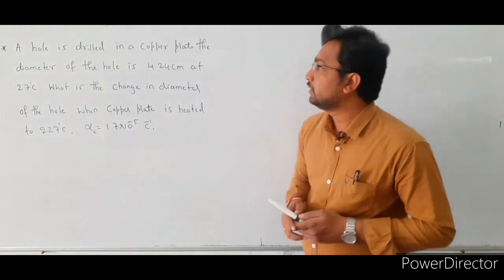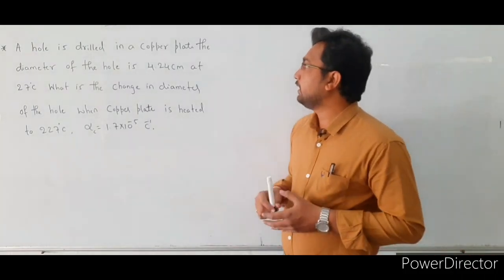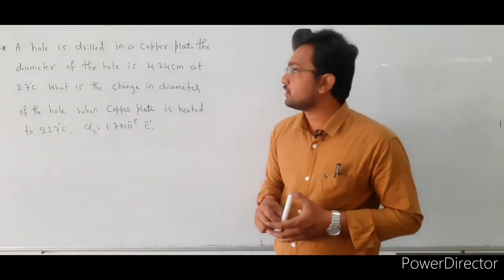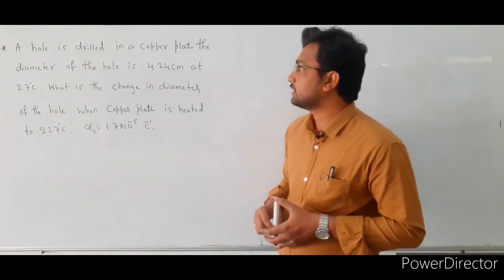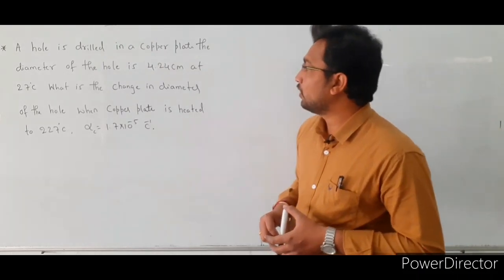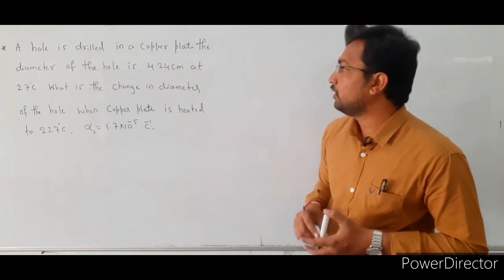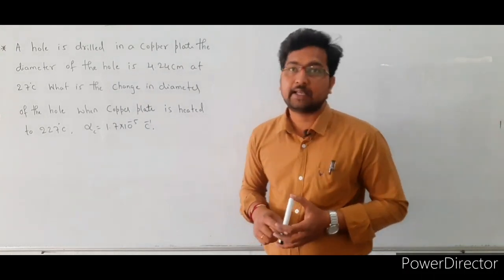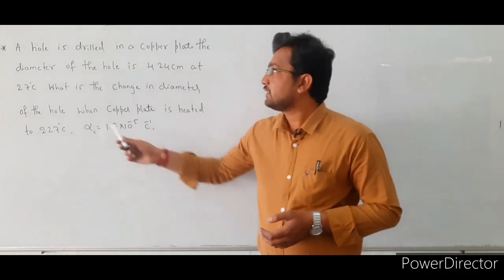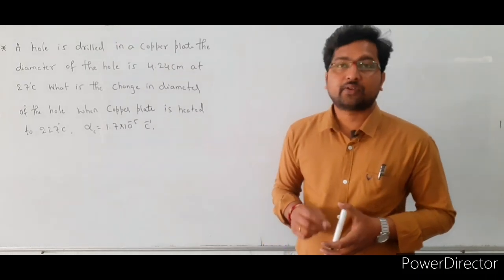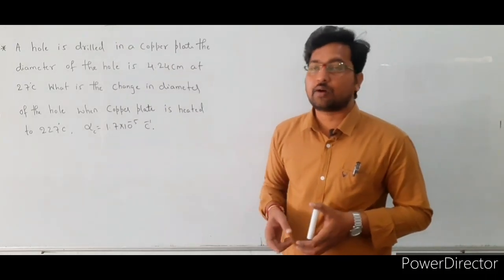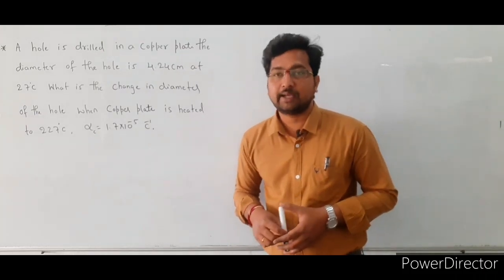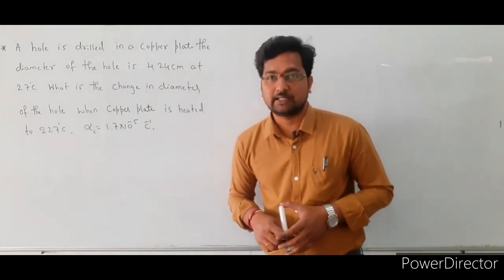See the problem here. A hole is drilled in a copper plate. The diameter of the hole is 4.24 centimeter at 27 degrees Celsius. What is the change in diameter of the hole when the copper plate is heated to 227 degrees Celsius? Alpha suffix c value is given, that means the coefficient of linear expansion for copper is 1.7 into 10 to the power minus 5 per degree Celsius.